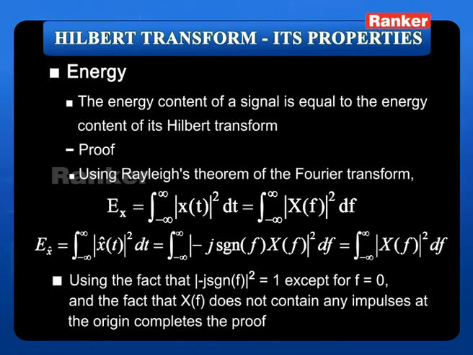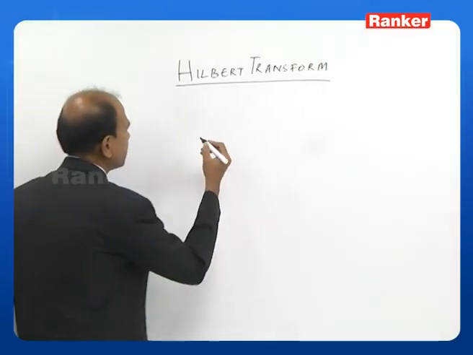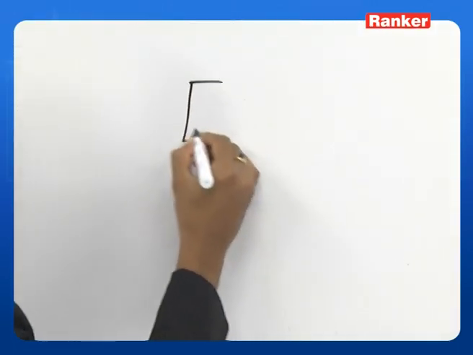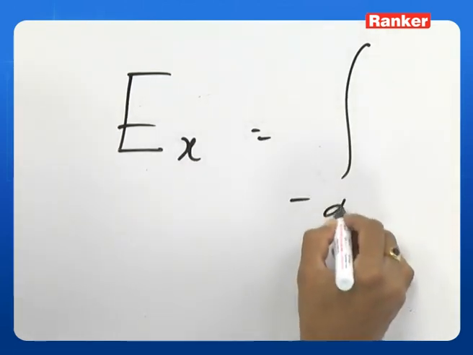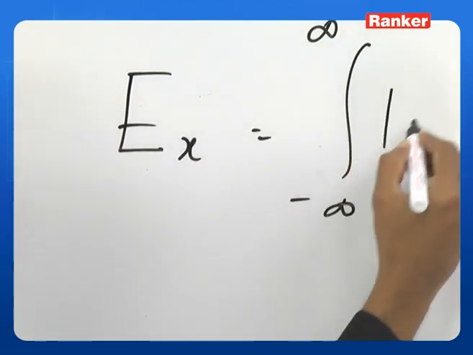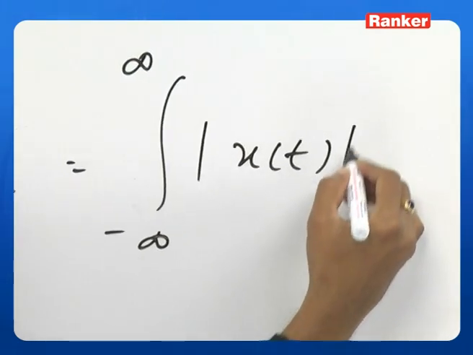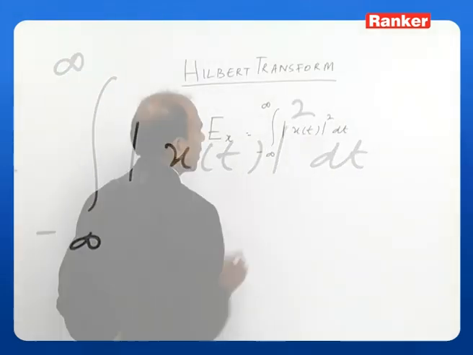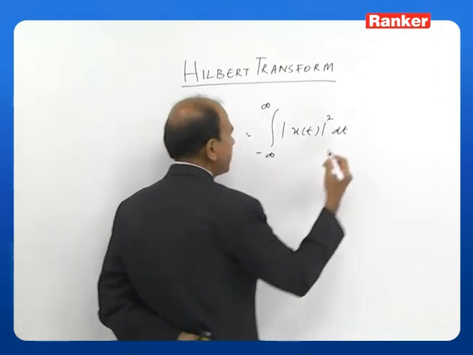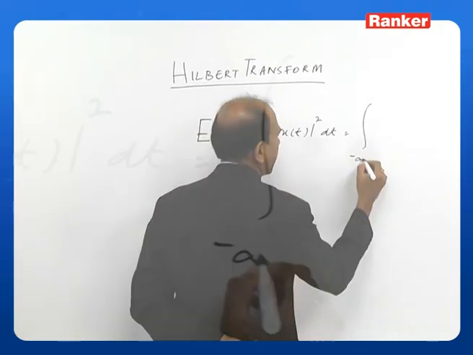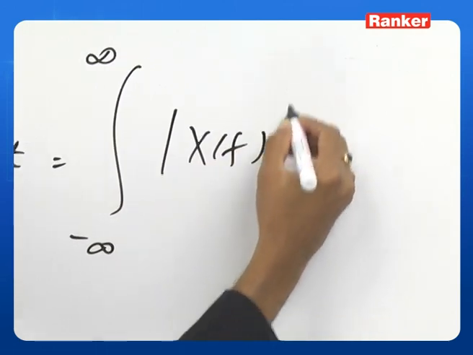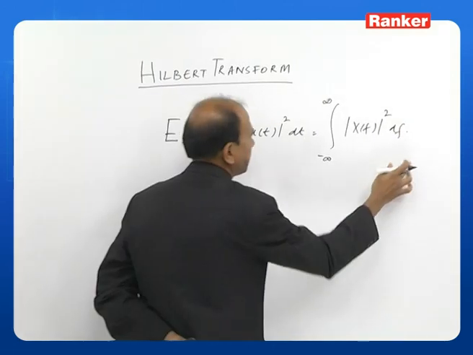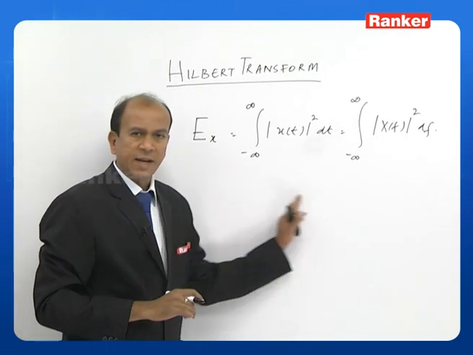Let us see this proof on the board. What is the energy of a signal? Let us say we are calculating the energy of a signal x, that is given by the famous formula integral from minus infinity to plus infinity of |x of t| whole square dt. As you all know, using Rayleigh's theorem, this is equal to the integral from minus infinity to plus infinity of |X of f| whole square df. Okay, so this is Rayleigh's theorem.